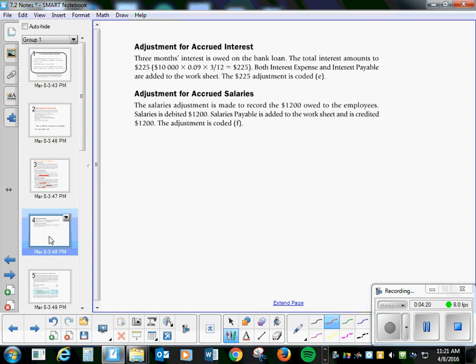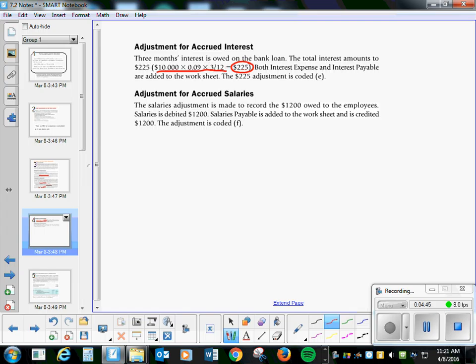Okay, we also have adjustment for accrued interest. Three months' interest is owed on the bank loan. The total interest amounts to $225. That's found by taking 10,000 times the 9%, and you're paying for 3 months out of the 12, which gives you $225.